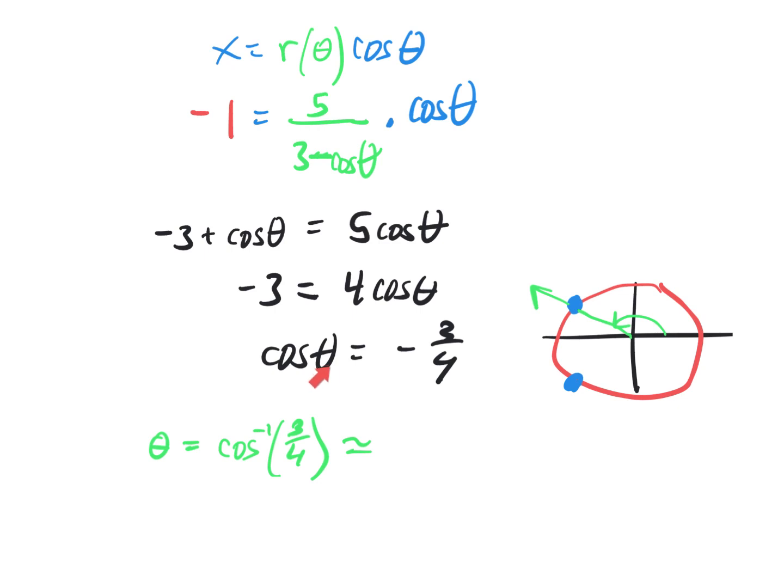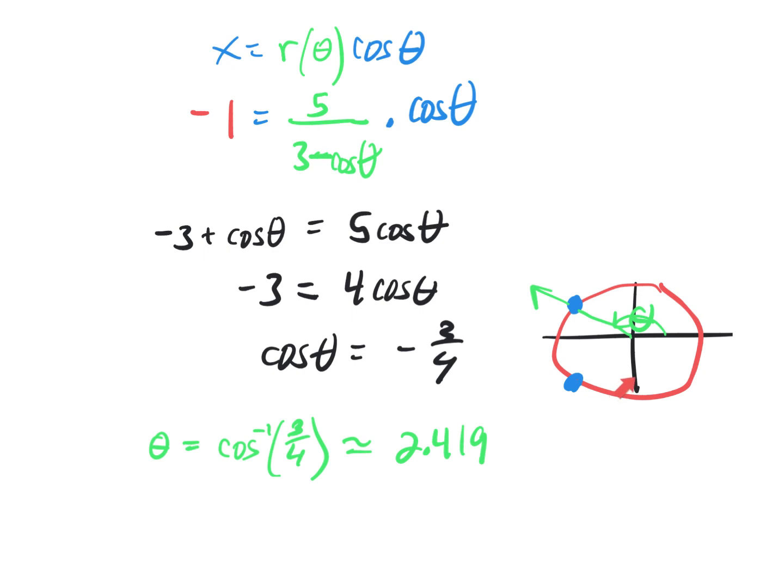So theta will be inverse cosine of -3/4, and if we put that into our calculator, we'll get approximately a theta value of about 2.419.